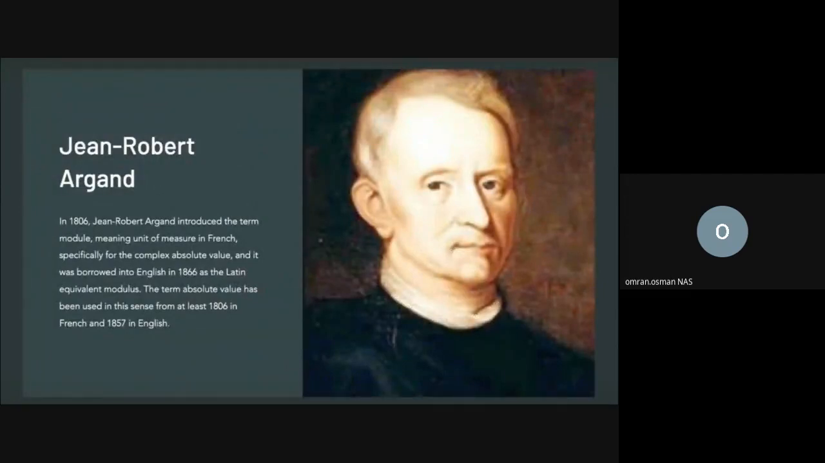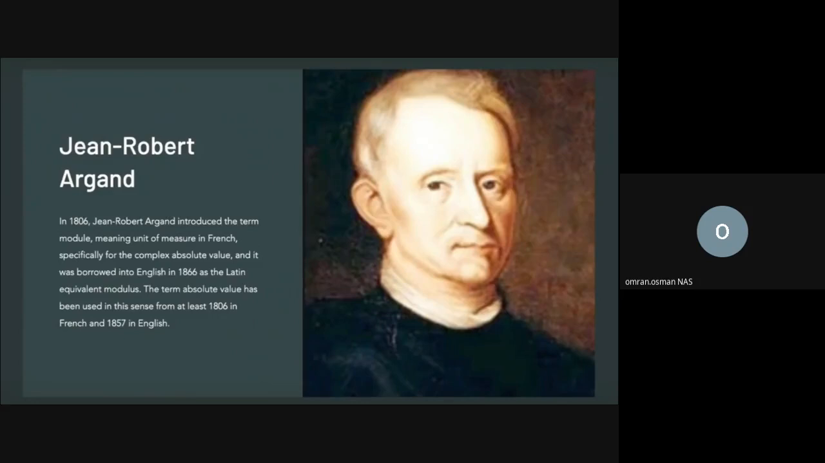In 1806, Jean-Robert Argand introduced the term module, meaning unit of measurement in French, specifically for the complex absolute value, and it was borrowed into English in 1866 as the Latin modulus. The term absolute value has been used in this sense from at least 1806 in French and 1857 in English.